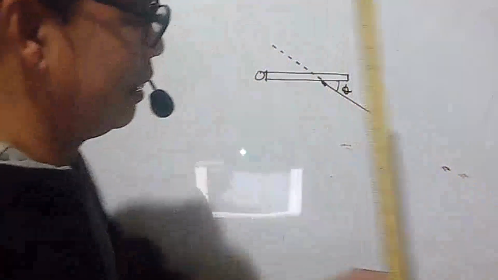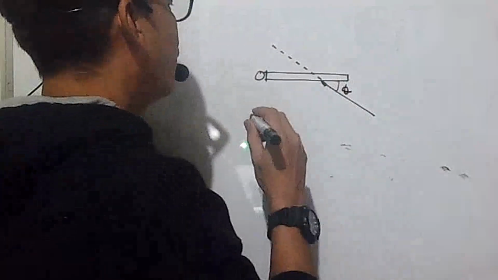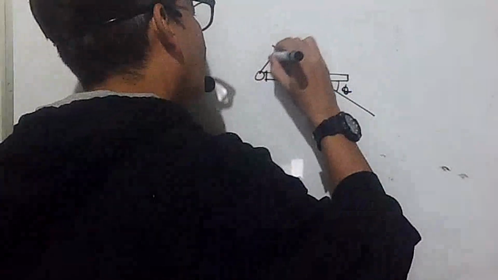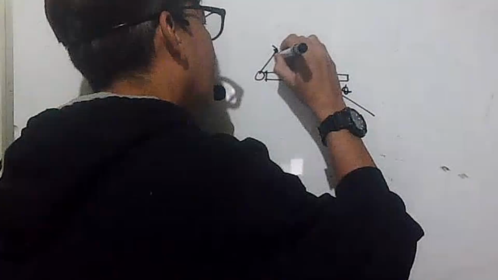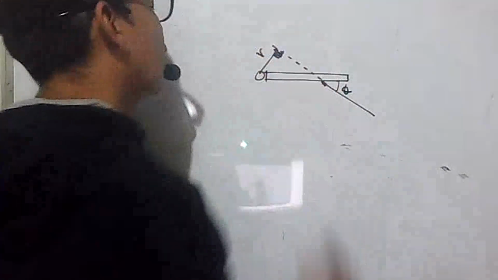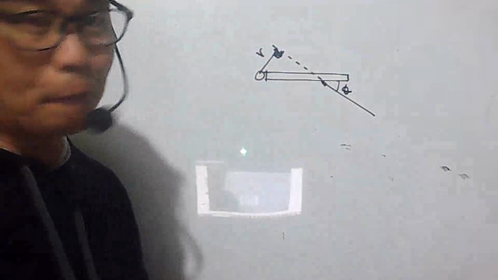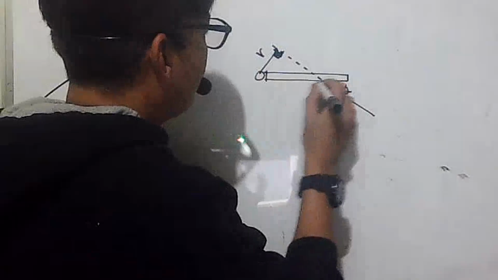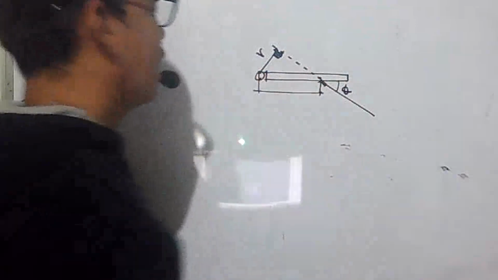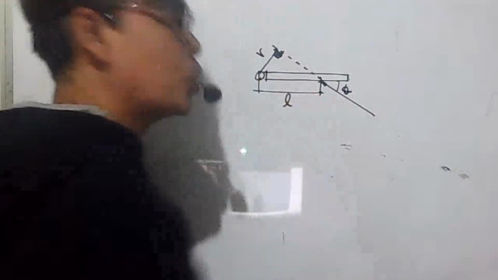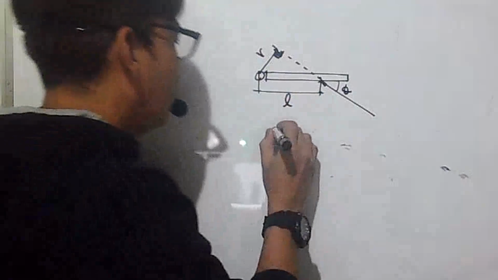Now let me project a line of the force. Now your moment arm should be perpendicular to your force, your line of force. So it is perpendicular, this is equal to 90 degrees. This is your R. Okay, this is your moment arm. Now your distance, your length, is from here to here. Okay, so this is your length. So earlier, it's the same.